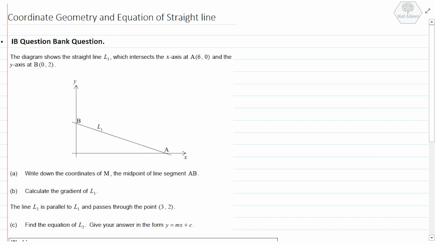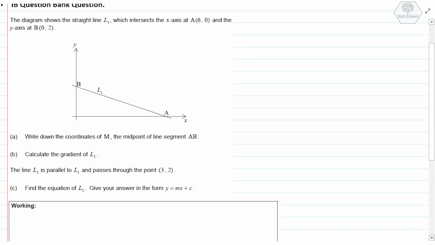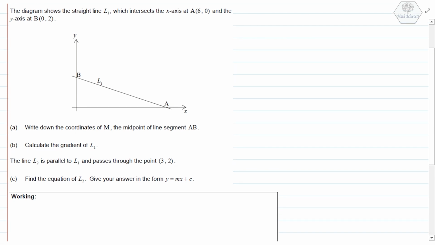Let's now solve together a question from the IB question bank about the equation of the straight line. The diagram shows line 1, which intersects the x-axis at (6, 0). So this point in here is (6, 0). And the y-axis at the point B, which is (0, 2).